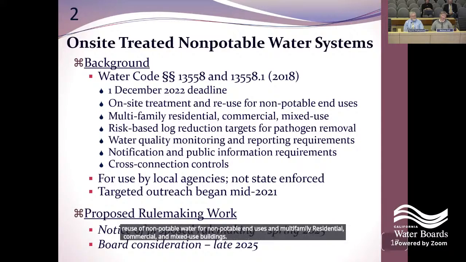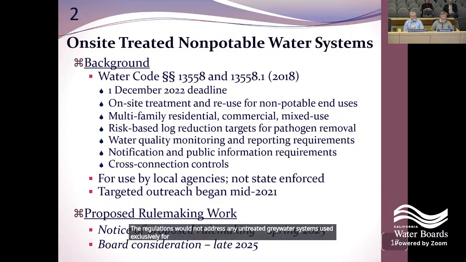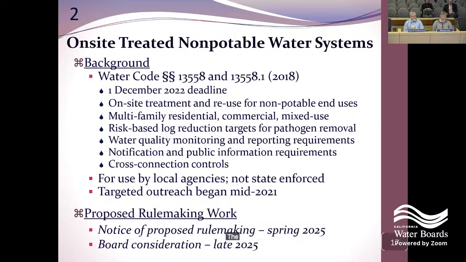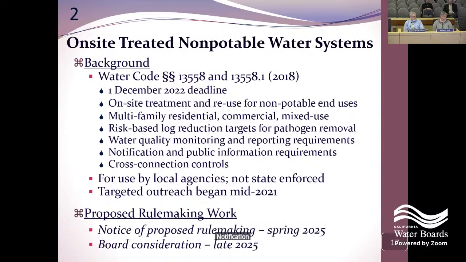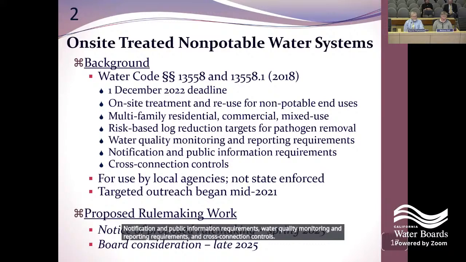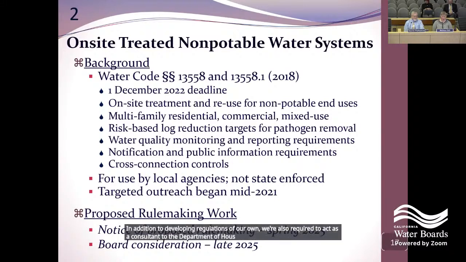The regulations would not address any untreated gray water systems used exclusively for subsurface irrigation and would not address untreated rainwater systems. The regulations are required to include at a minimum risk-based log reduction targets for the removal of pathogens, notification and public information requirements, water quality monitoring and reporting requirements, and cross-connection controls. In addition to developing regulations of our own, we're also required to act as a consultant to the Department of Housing and Community Development as they prepare any necessary corresponding building standards to support the risk-based water quality standards.